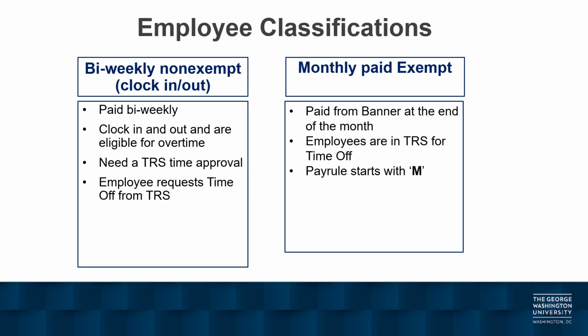Employee classifications. Biweekly non-exempt employees are paid biweekly, clock in and out, and are eligible for overtime. They need a TRS time approval, and the employee requests time off from TRS. Monthly paid exempt employees are paid from Banner at the end of the month. Employees are in TRS for time off, and payroll starts with them.